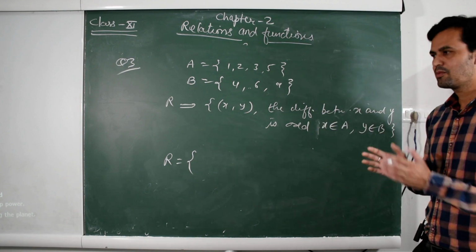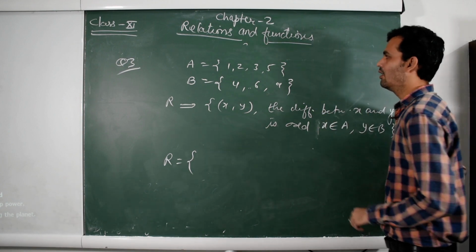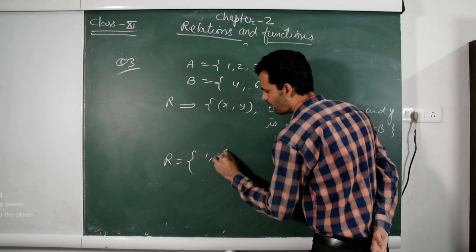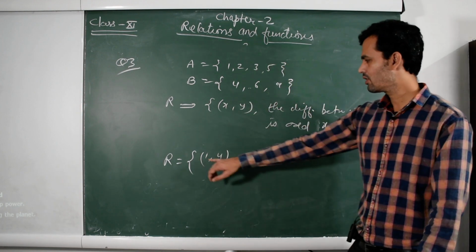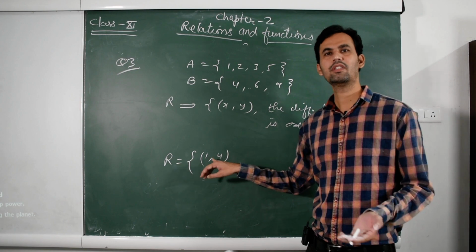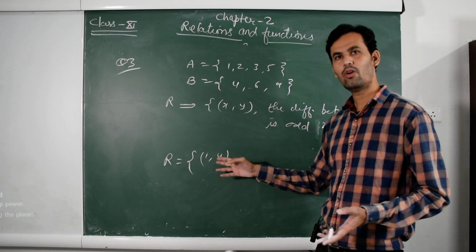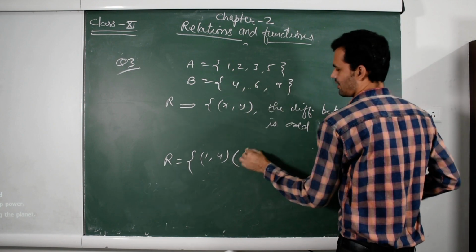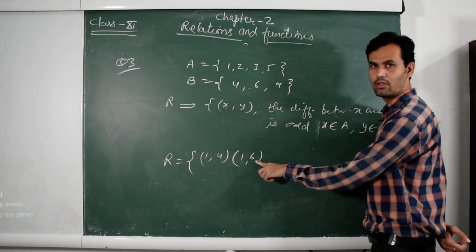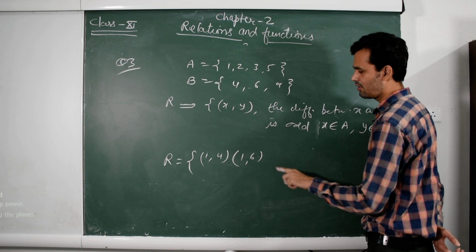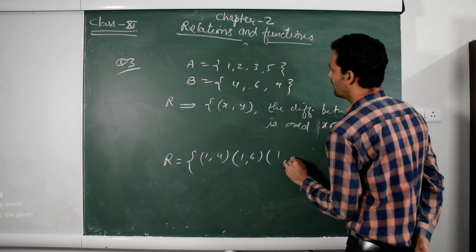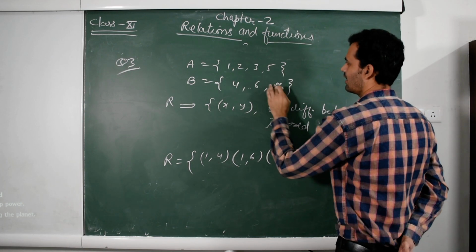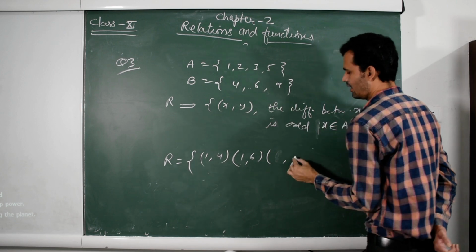The relation is that the difference between x and y is odd. Difference means subtraction, minus. So (1, 4), because 1 minus 4 or 4 minus 1 is always odd, 3 or minus 3. So (1, 4) is in the relation. Then (1, 6) is also odd, 1 minus 6 or 6 minus 1. Then not 1 and 9. Then 2 and 9.